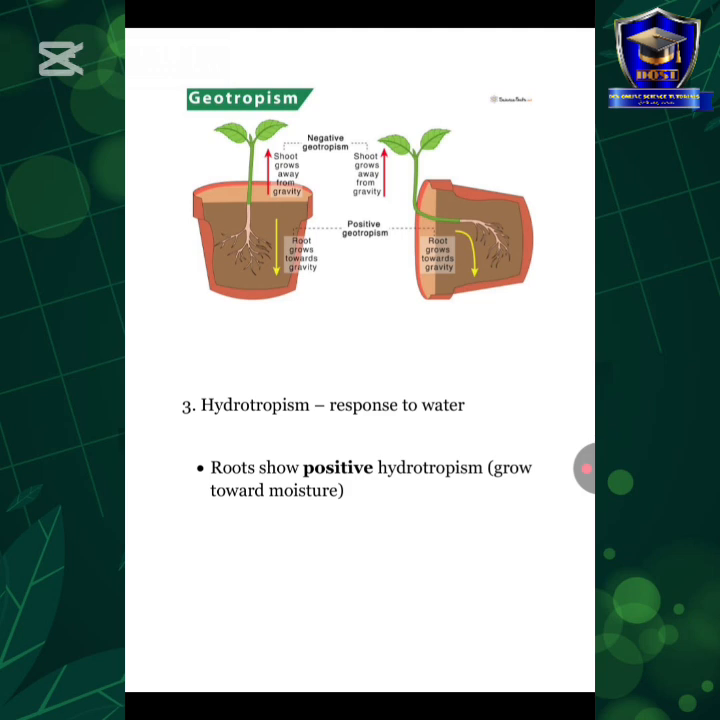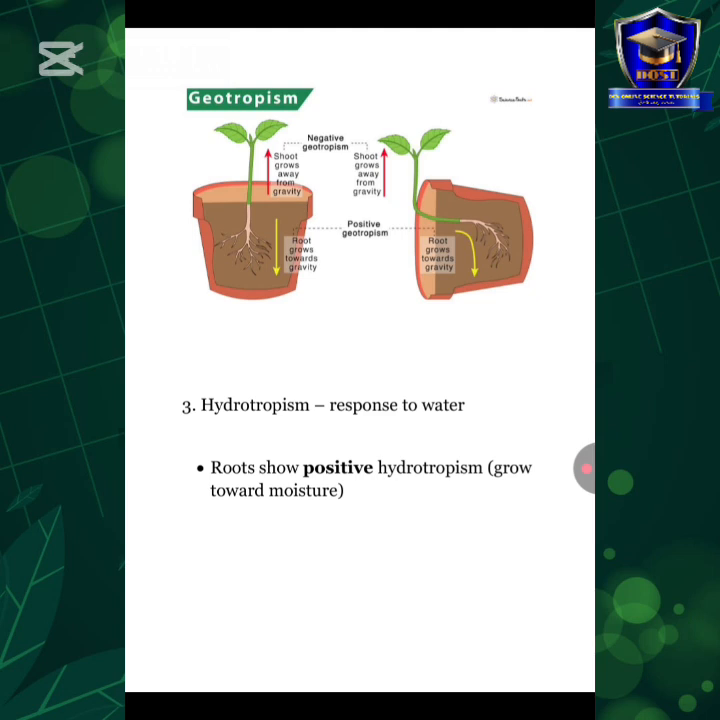So you can hear something like hydrophobia. Hydrophobia means the fear of water. So anywhere you hear the word hydro, water is involved. So you can hear hydrolysis. That's the splitting of ionic substance using water. Okay, so this time it is hydrotropism, which is the response to water.